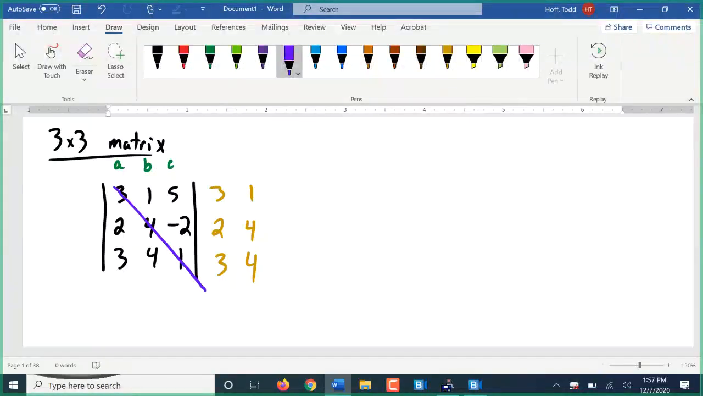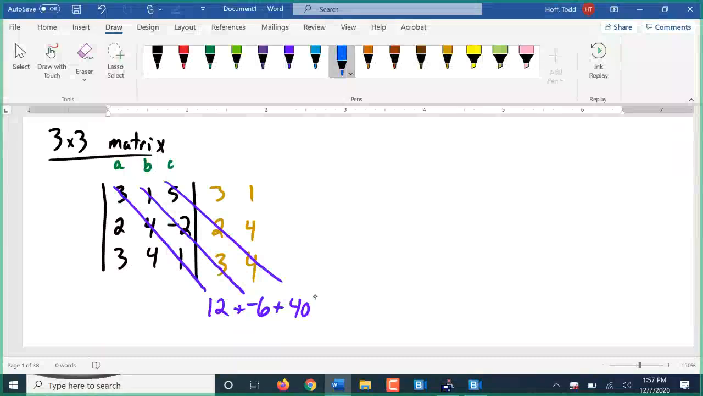So 3 times 4 times 1 is 12. 1 times negative 2 times 3, that's a negative 6. And 5 times 2 times 4 is a positive 40. To get the total down diagonal product, we add those together. So 12 plus negative 6 is 6, plus 40 is 46. That's my total down diagonal product. Notice I caught every number in the matrix with those down diagonals. Now I'm going to do my up diagonals, and I'll catch every number in the matrix as well.